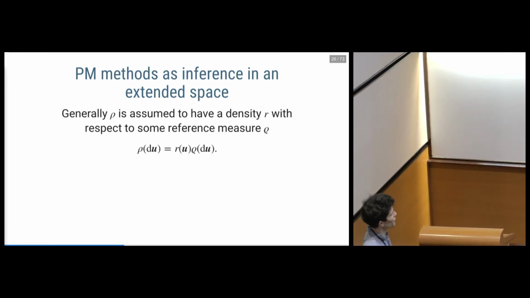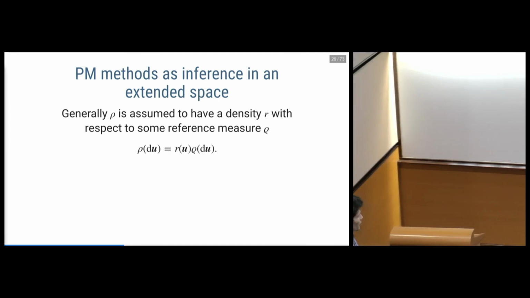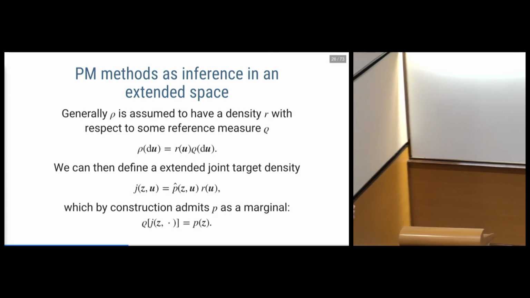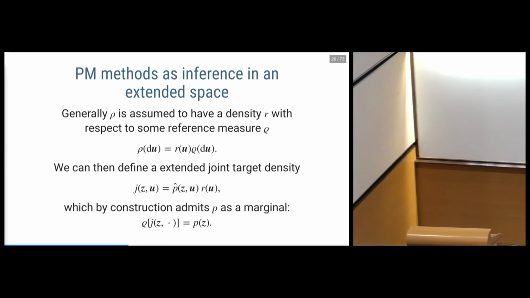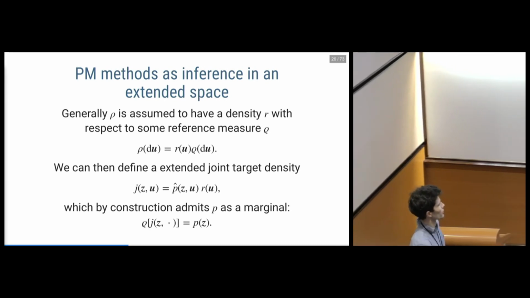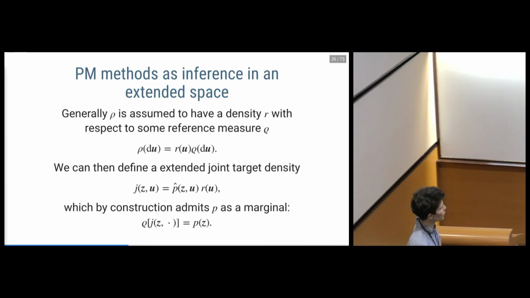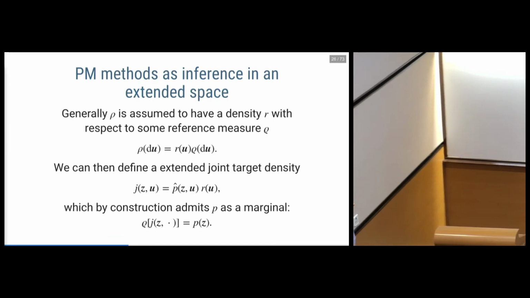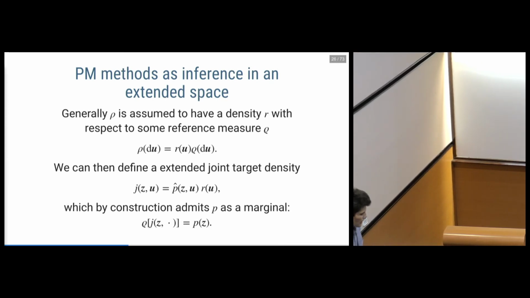So if we just, for convenience in terms of notation, consider that this rho distribution has some density R with respect to some reference measure, then we could define an extended joint target density on the Z's and U's as just the product of this p hat, our density estimator, and that R density. And the nice thing about this is, by construction, this unbiased density estimator property means that the marginal under this joint density on the Z's will be the density and therefore distribution of interest.